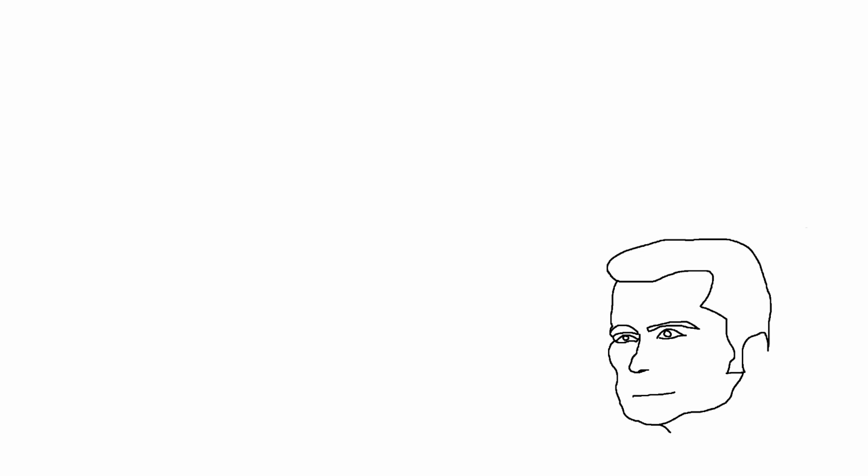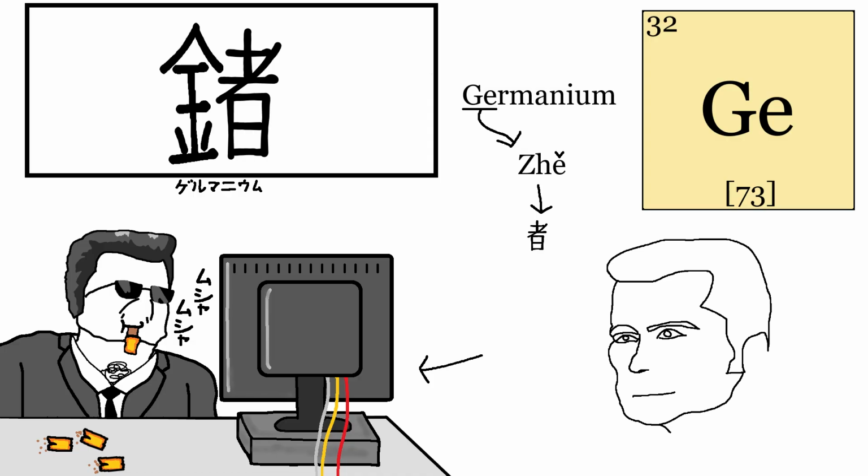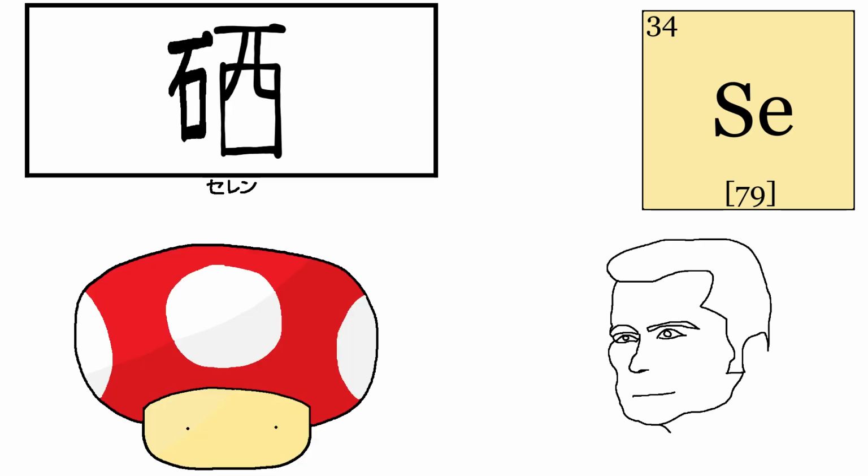100 elements to go. Germanium is written like this. Ze. I'm sorry if my commentary isn't that interesting. As it turns out, combining 2 school topics into one doesn't make it any more interesting. Selenium is written like this.